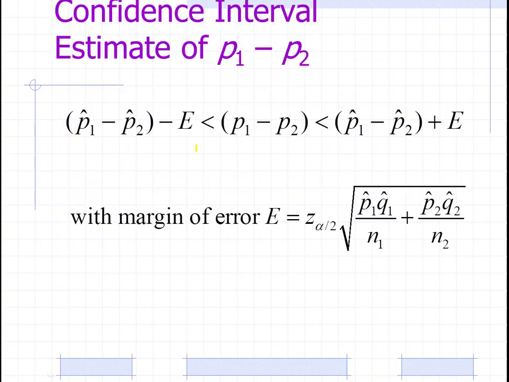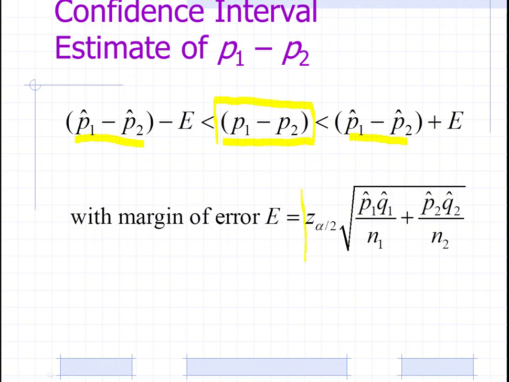And then our confidence interval, again, our estimate is the difference between the two population proportions, and we have the difference between our sample proportions plus or minus the error. And here is our error.